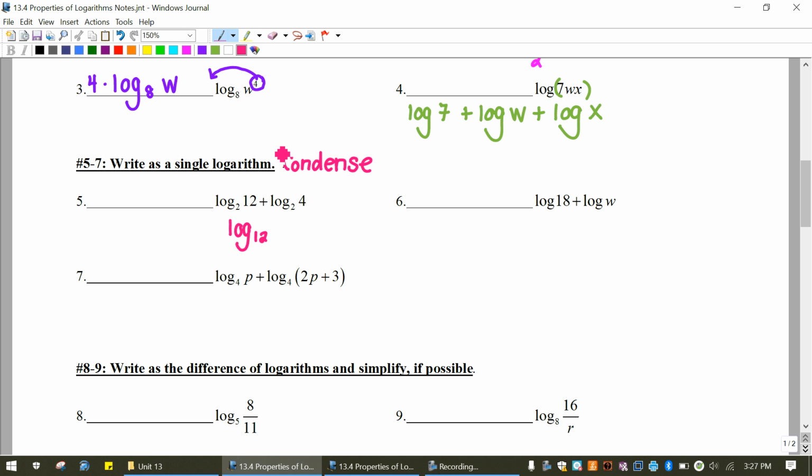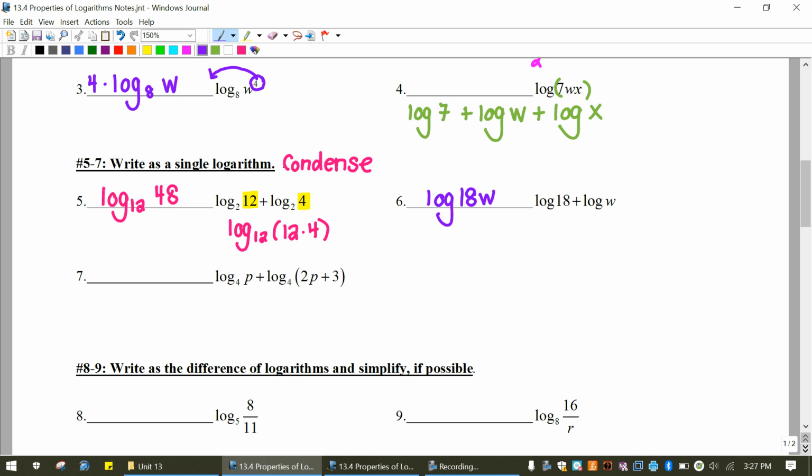You've got addition. So it means that you're going to take the two things that follow the log and multiply them together, because that's what this addition means when it is expanded. So it's 12 times 4. Go ahead and multiply those together, and we get log base 12 of 48. In number 6, we've got addition in between. We've got the same log bases here. So we're going to do log, and it's just going to be 18 times w.